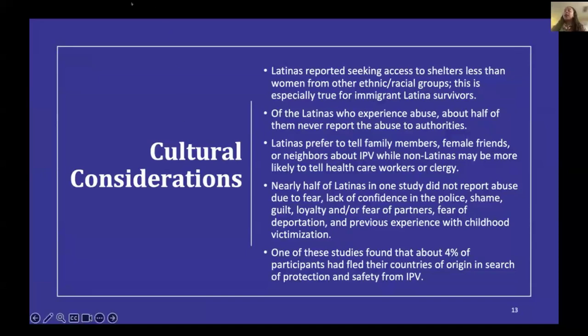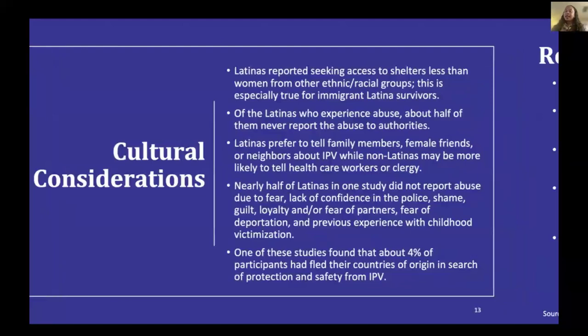while non-Latinas may be more likely to tell healthcare workers or clergy, folks who have maybe more support, are more mobile, maybe non-minority, may have the dollars, the ability to get out, to move out, to hire that lawyer to be able to do that work for them. Nearly half of Latinas in one study did not report abuse due to fear or lack of confidence in the police. And one of these studies even showed that about 4% of participants had fled their countries of origin in search of protection and safety from intimate partner violence. Next slide.